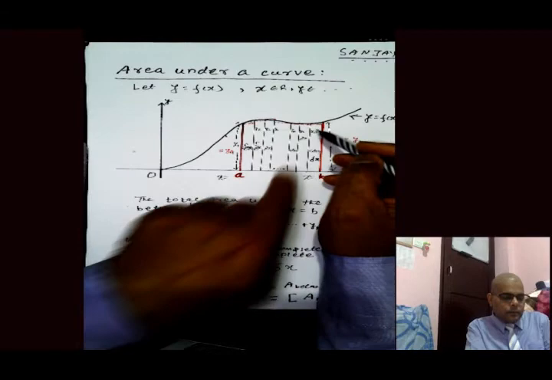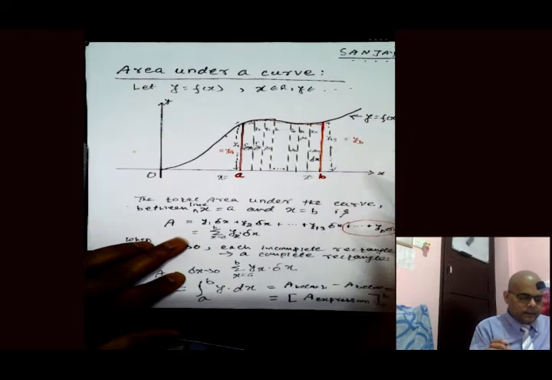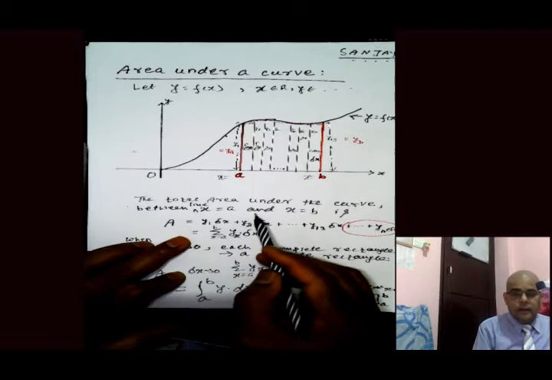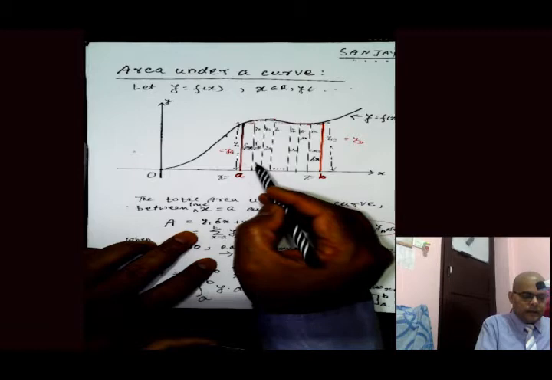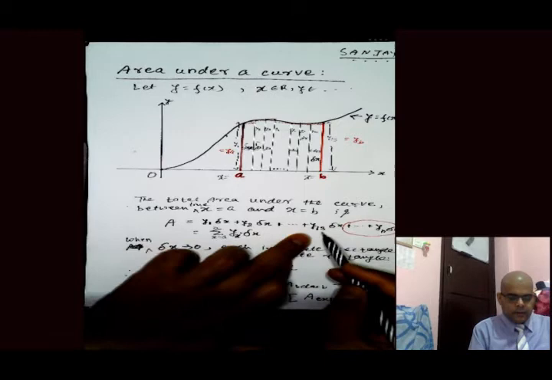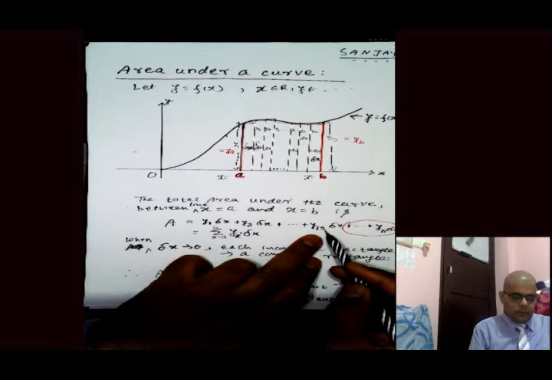So what you can consider here is that first of all we say that the total area under the curve between the line x equals a and x equals b is, we add up the area of each rectangle. Then it is y1 dx plus y2 dx plus dot dot up to the 13th rectangle. If you have drawn 13, then you can write y13 dx.